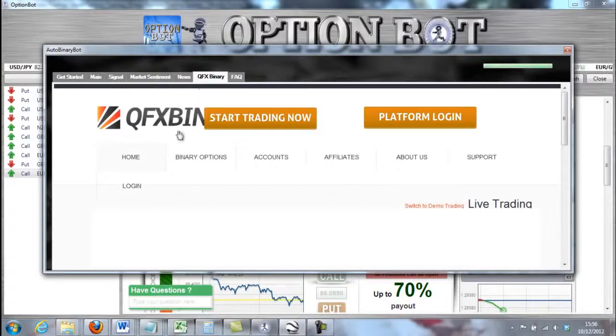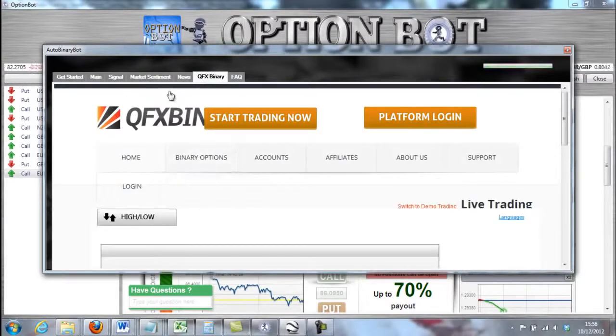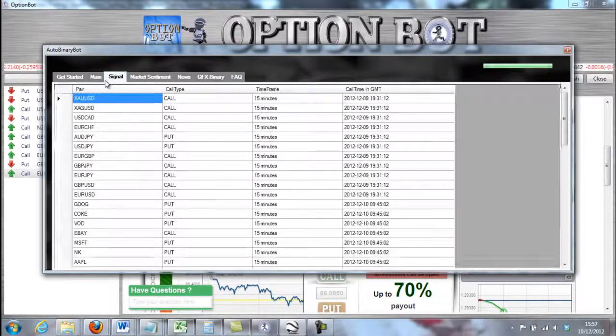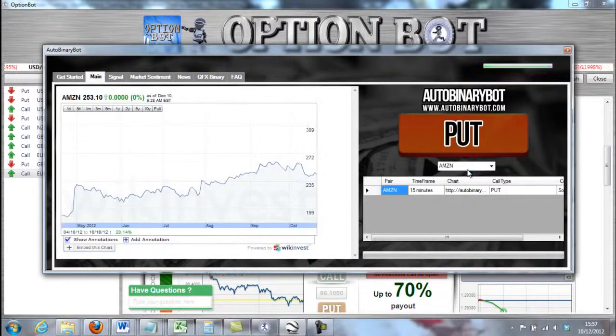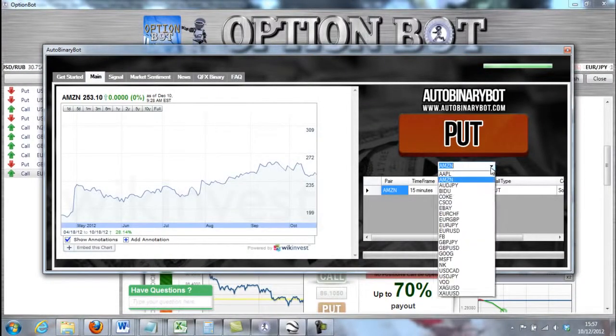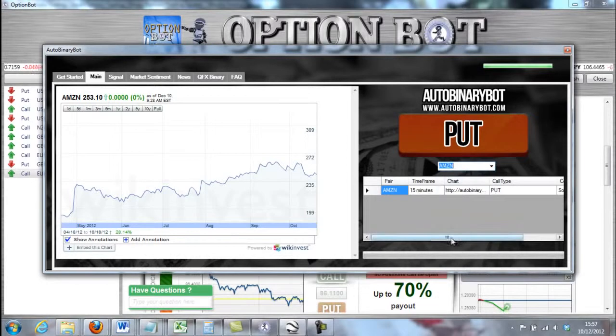What's this QFX bin? That doesn't even fit in the window. Once again, really poor software. Okay, so I'm just going to go and see what it's telling me to do. It's telling me to put on Amazon. It's been telling me to do that since the software's gone on. I don't know if I'm meant to do that or not.